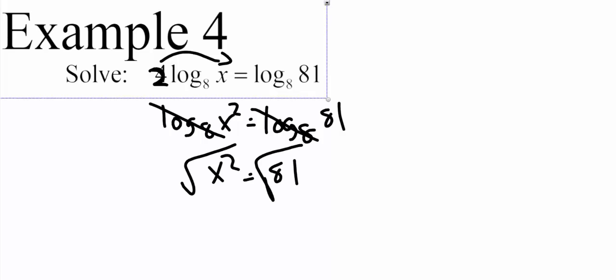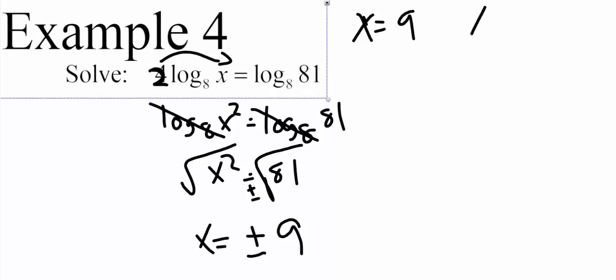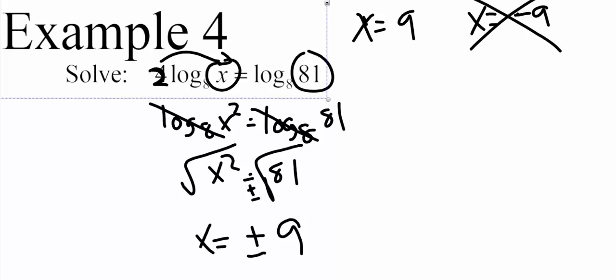So now we can take the square root of both sides and put our plus and minus in front. So now we have x equals plus and minus 9. We have to pay attention on this problem because notice that we have two different answers: x equals 9 and x equals negative 9. Remember our rule that we can't have anything negative in this spot here. If we plugged in our negative 9 there, we would have a negative there. So this is not one of our solutions, and our only answer is x equals 9.